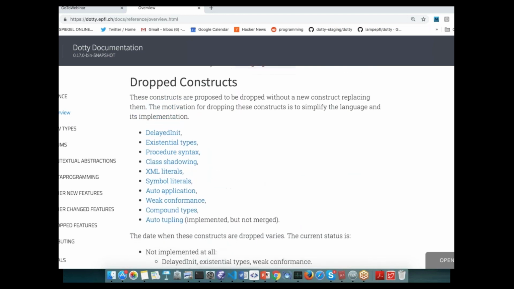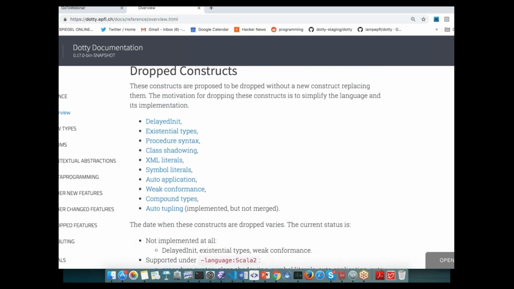Finally, there has also been quite a bit of simplification on the language side, where quite a few things have been dropped from the language because, over the usage of the last 15 years, we found out that they weren't used much. They did not really warrant the complications to the language.